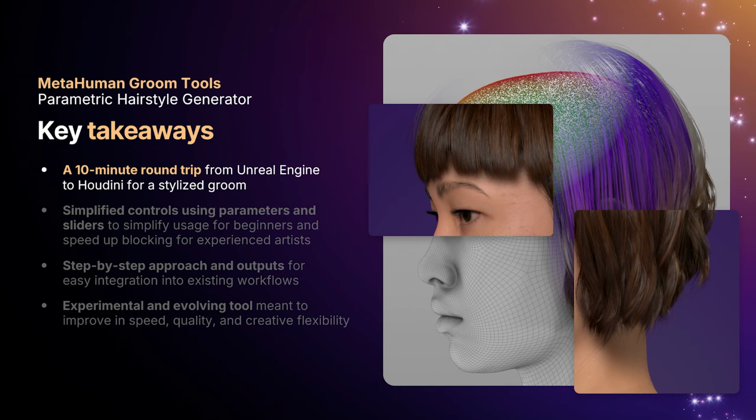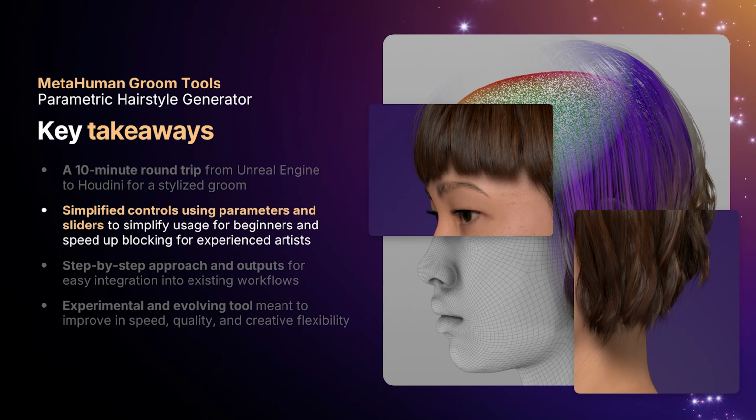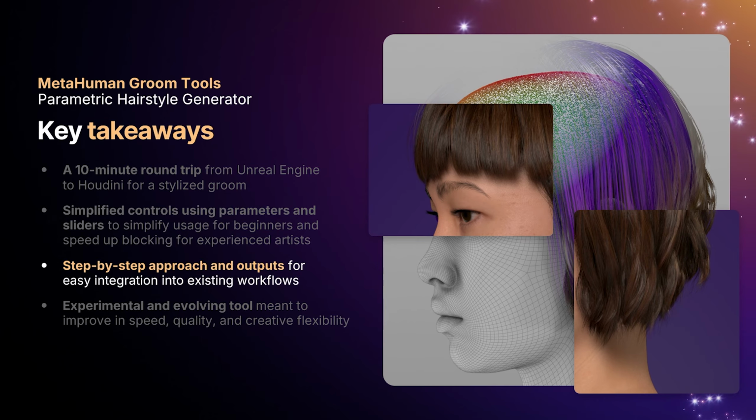Also worth noting, the complete workflow is designed to output fully compatible data to Unreal Engine groom asset requirements, reducing pipeline friction. Controls for grooming are extremely simplified through sliders and standard parameters. This helps new users get started and allows experienced users to block styles quicker. The system provides a structured step-by-step output model that works well with existing grooming workflows already in place.